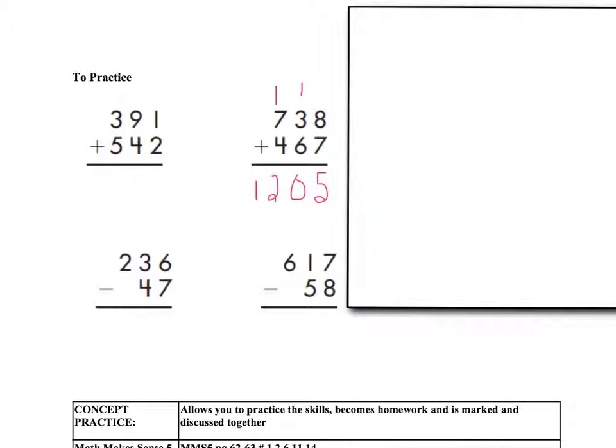Now to estimate 738, I'm going to use compatible numbers. 738 is pretty close to 740.